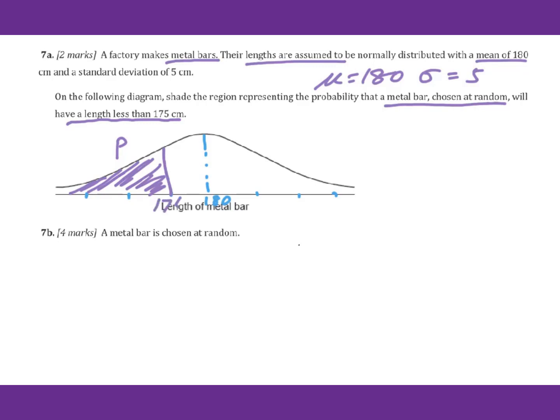Label here is 175. Try to add 3 sigma here, but you don't have to label, and subtract 3 sigma. Then estimate. Since mu equals 180 and standard deviation equals 5, this will be 175. Then you shade this area because it's a less than.